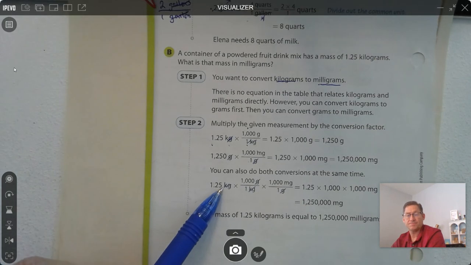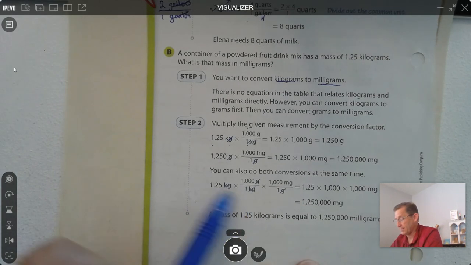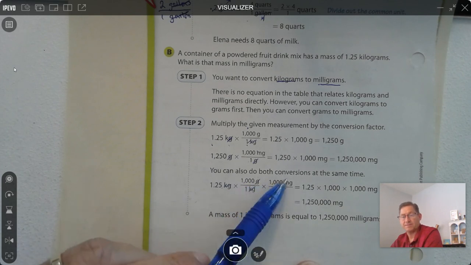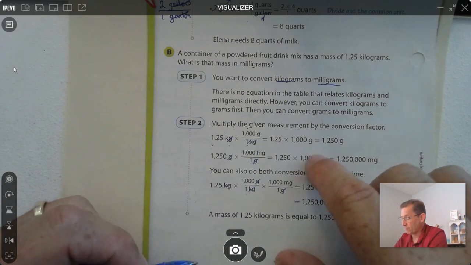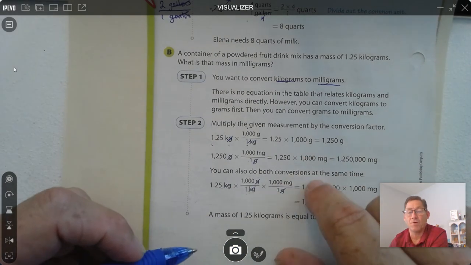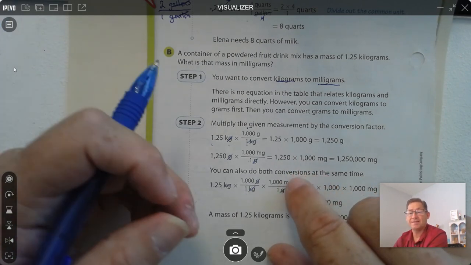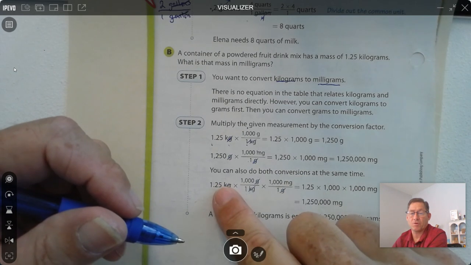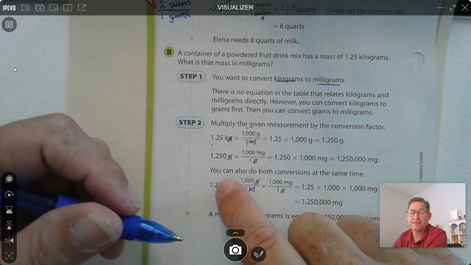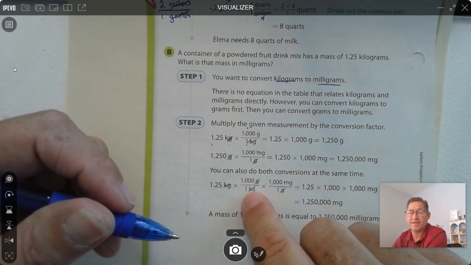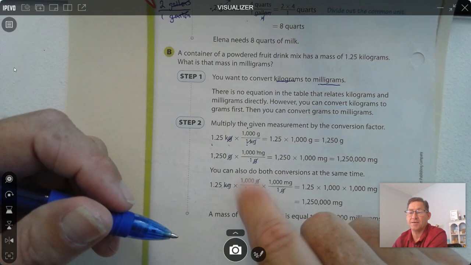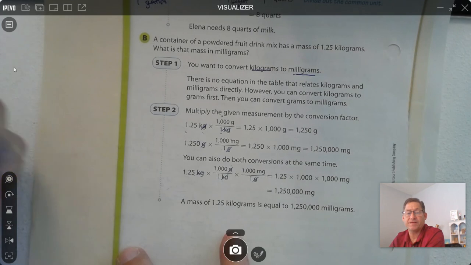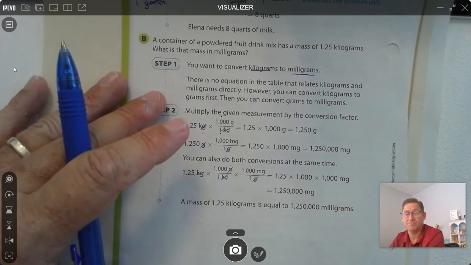We could also just do that side by side. So we could start with kilograms, and then we're canceling out the kilograms, so we're going to have grams over kilograms. And then we want to cancel out the grams to leave us with milligrams. So the unit that we're eventually winding up with, the one that we want to convert to, is going to be in the numerator. Keep that in mind. And when we want to cross out a beginning unit, that unit has to be in the denominator. All right, so a mass of 1 in 2500th kilogram is equal to 1,250,000 milligrams.